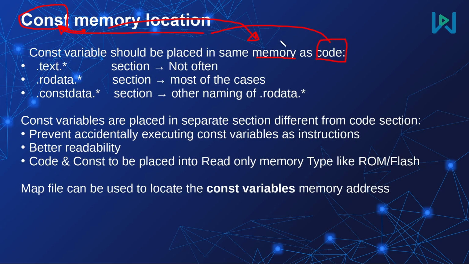Now, in terms of hardware, the code and const variables will be located in general either in flash memory or ROM, read-only memory. However, there is nothing that prevents us from locating those const variables within RAM. However, from use case perspective and as a recommendation, you should always place your const variables as part of the memory where you are having your code.